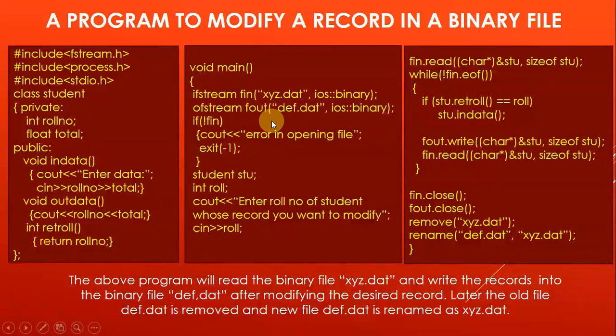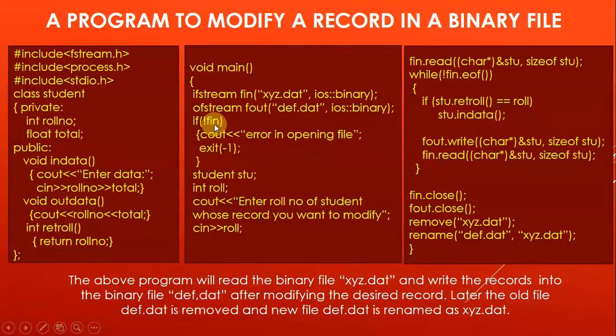So my logic is that to modify a record, I will read all the records of my first file xyz.dat, and I will write all the records onto the new file def.dat, and the record which I want to modify will be written in a modified manner in this new file. I will modify that record and then write it into the new file. So this is how I am writing the program to modify a record.